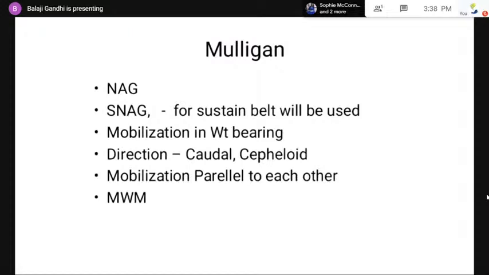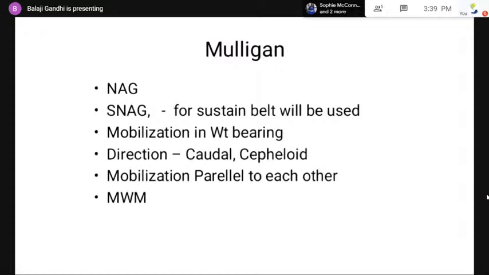Mulligan described two particular directions: one is a caudal mobilization, another is a cephalad mobilization. Caudal is in the downward direction, the other is in the upward direction. But this kind of different direction of mobilization is not described by Maitland. Maitland described mobilization by grades, but the direction was not mentioned. Mulligan's variation is the differentiation that there is a direction, caudal mobilization and cephalad mobilization.